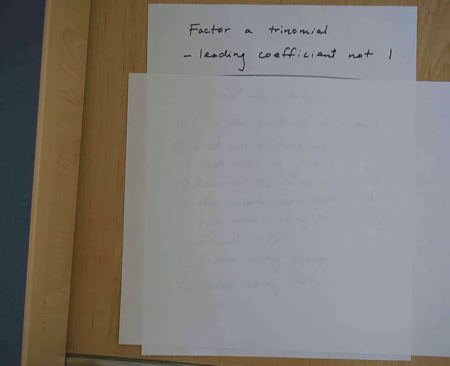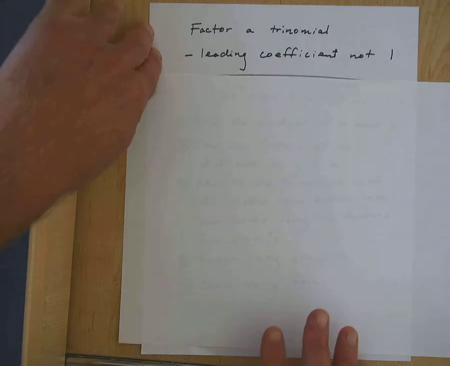Okay, in this video we're going to look at, as it says here, factoring trinomials where the leading coefficient is not 1. So we're going to look at a method that should always work. In fact, this method works for all trinomials, but it's much easier when the leading coefficient is 1. So normally we use this just when the leading coefficient is not 1.